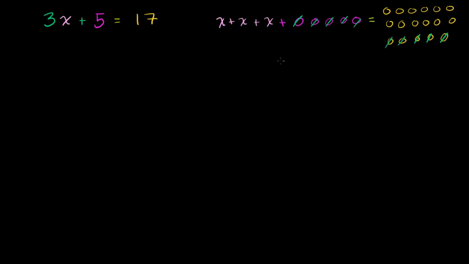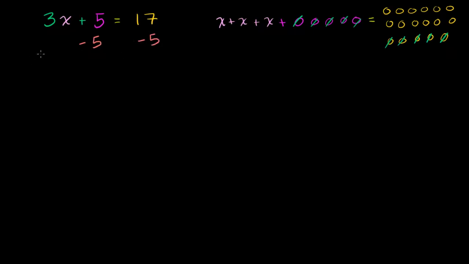Now, what is a symbolic way of representing taking away 5 things? Well, you're subtracting 5 from both sides of this equation. So that's what we're doing here when we took away 5 from the left and from the right. We're subtracting 5 from the left, and we're also subtracting 5 from the right.